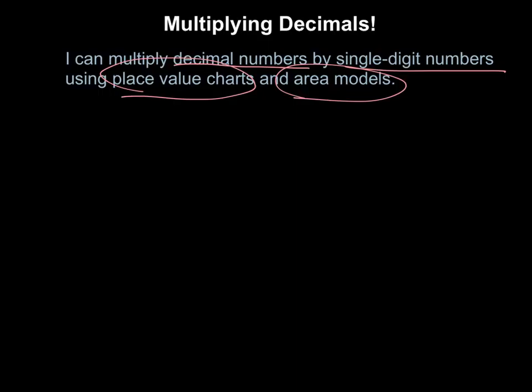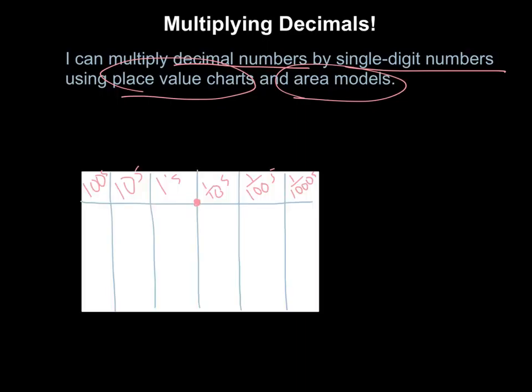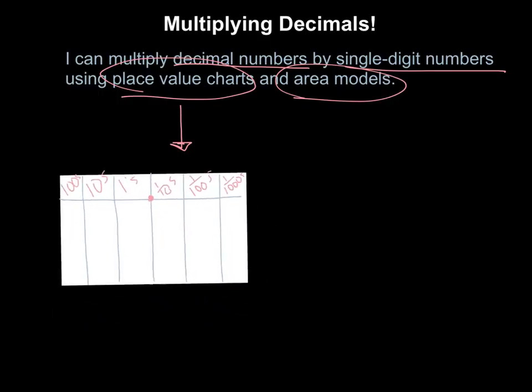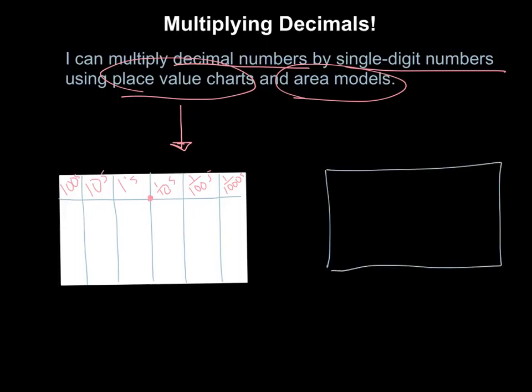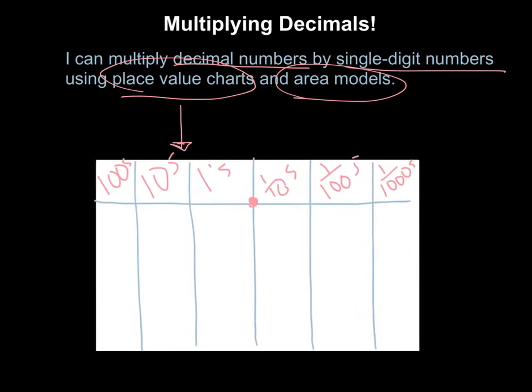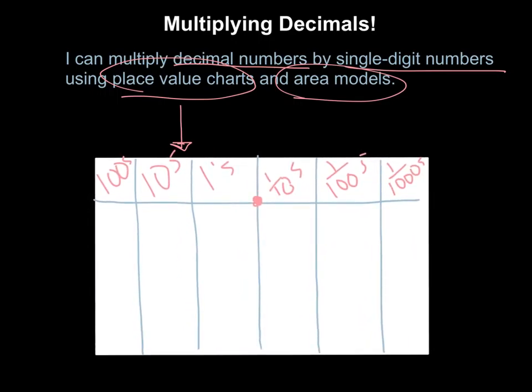So by now we've worked a lot with place value charts and we know that they look like this. But today we are also going to use our area model to practice multiplication. However, I want us to start out by just focusing on our place value chart. So let's just grab that back. And I want you to follow along with me on your place value charts as we multiply a couple of decimal fractions.